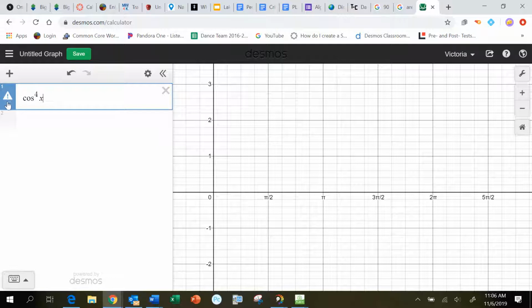See, it's already saying something's wrong. It only allows cosine squared and cosine inverse. So what you have to do instead when you do fourths is you just have to do cosine squared, and then multiply that by another cosine squared x. That way it's making cosine of the fourth. And then we subtract. Oh, I forgot my 2.